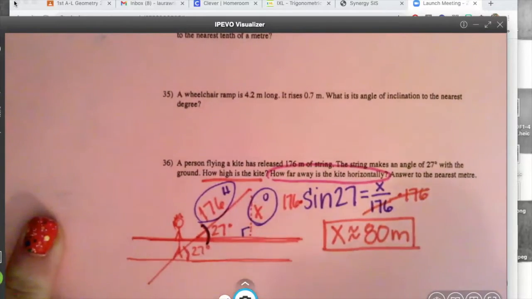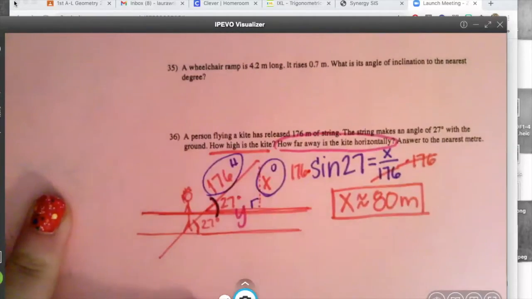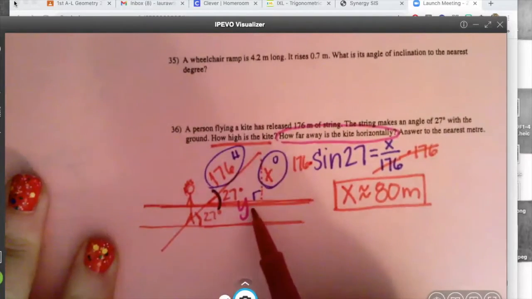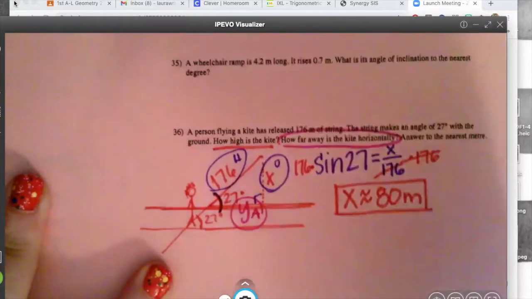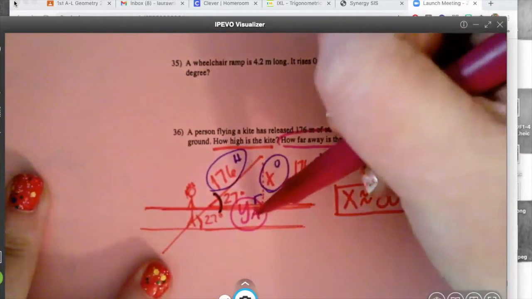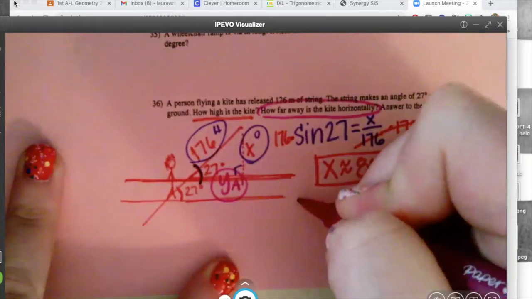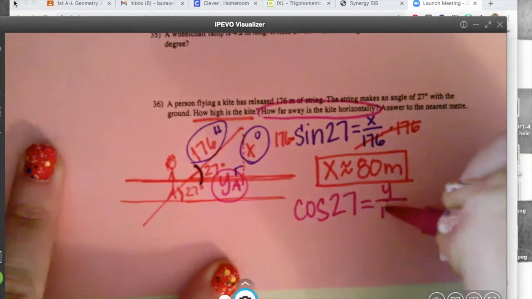Okay, so horizontally, let's make this y since we've already used x. Y is right here. How does that change our problem? Instead of sine, we now need... So this is the adjacent side, right? We've done this one. We now need adjacent and hypotenuse. So which trig function is that? Cosine. So now we're just going to do cosine of 27 equals y over 176.